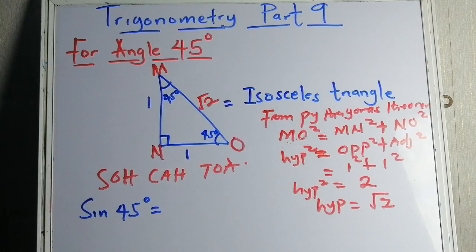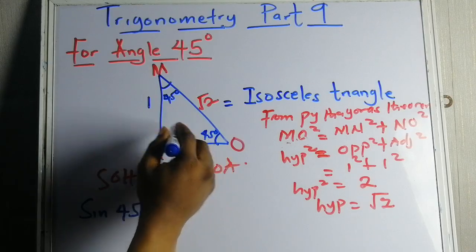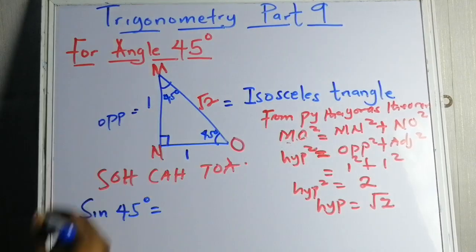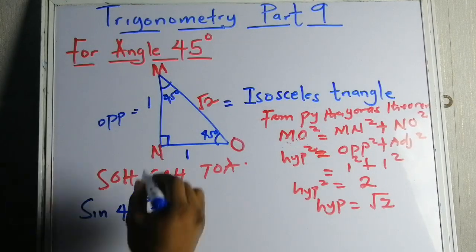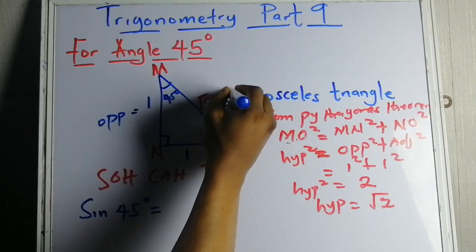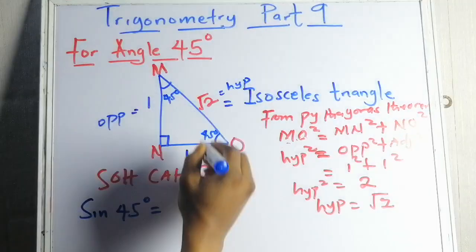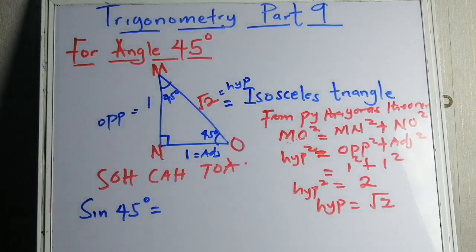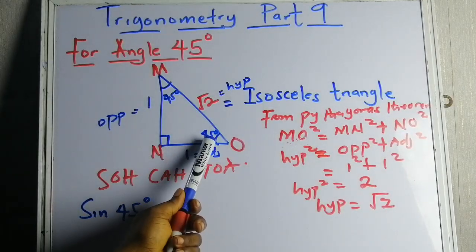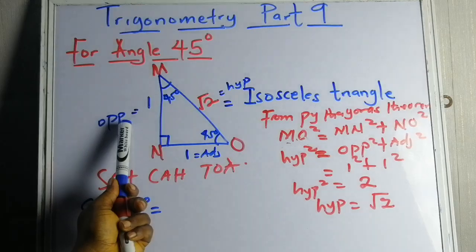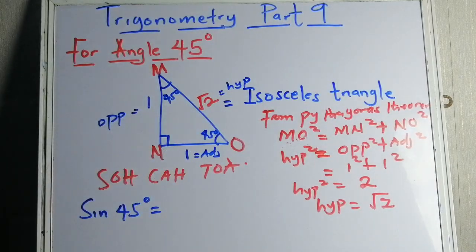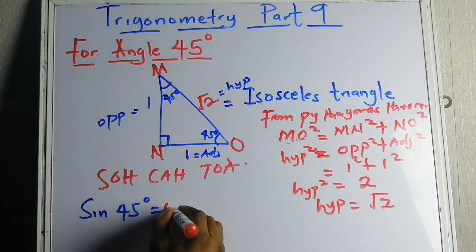45 degree here. Since I'm considering this one, automatically this one becomes what? Opposite. Okay. Then in the right angle triangle, this is what? Hypotenuse. And this one becomes what? Adjacent. That is like that because I'm considering this angle. Where this angle is facing, automatically it's opposite. Right angle is hypotenuse, and this is what? Adjacent.